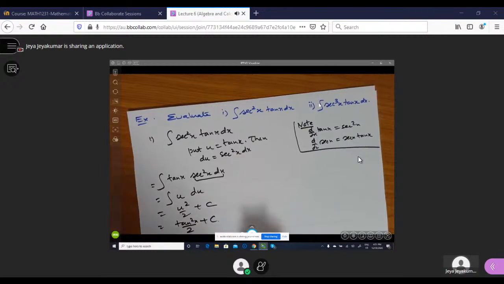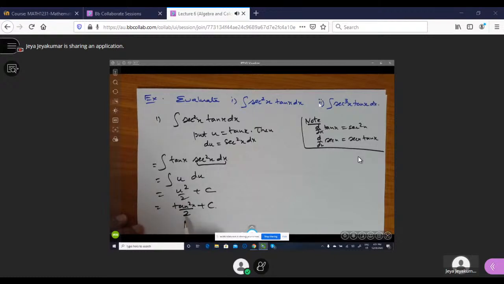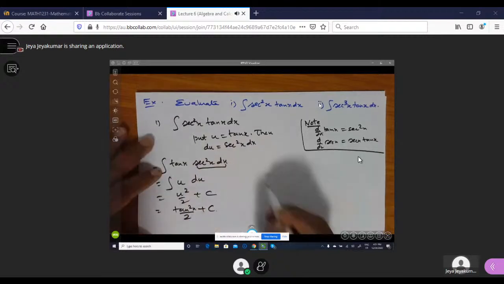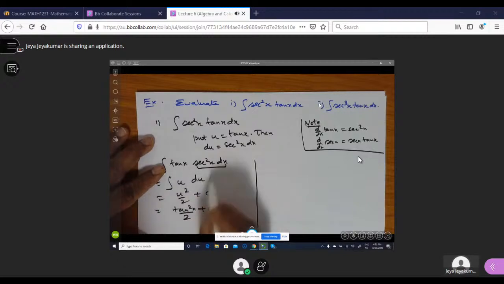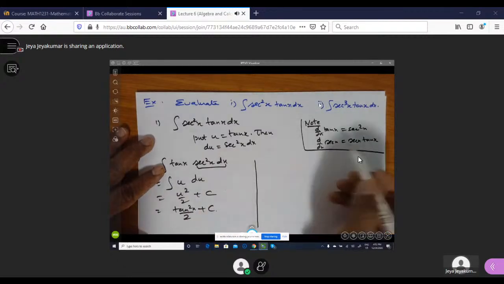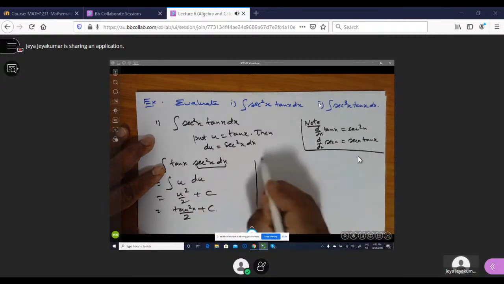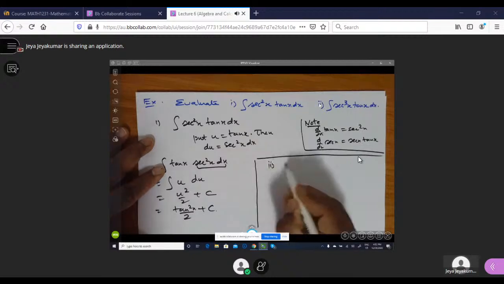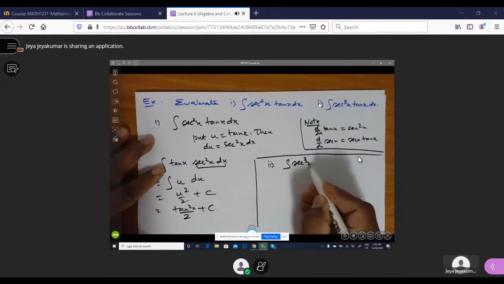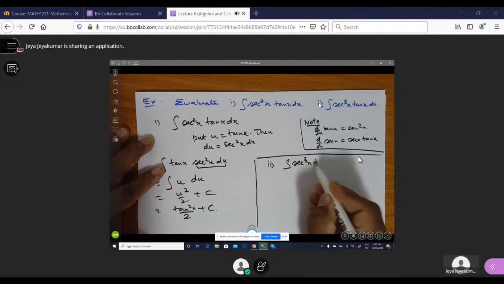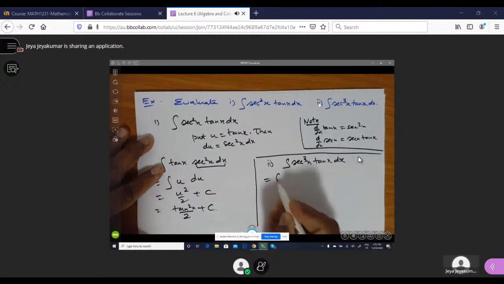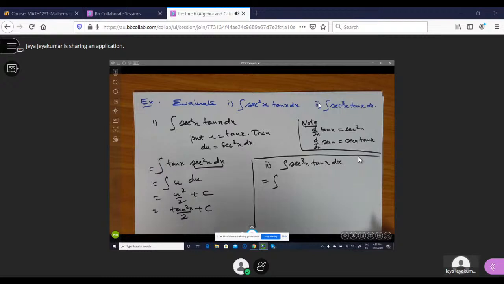By the way, you can check your answer as well, whether it's right or wrong. When you differentiate your answer, you should get the integral back again as well. It's worth knowing that. So look at the second one. The idea is the same as before. Let's look at the second one here. Integral sec cube x tan x dx. So what do we do here in this example? Can someone suggest what we can do here to integrate this?